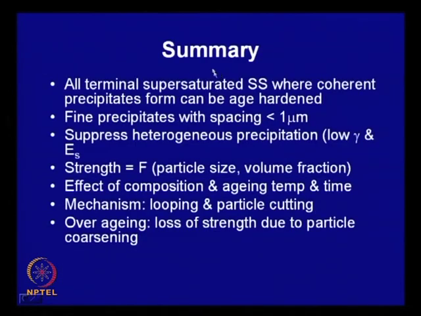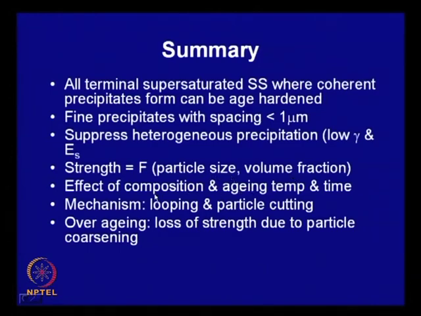So, to sum up what we looked at: a terminal supersaturated solid solution where coherent precipitates form can be age hardened. You need very fine precipitate to get precipitation hardening, and the spacing is of the order of 1 micron. To get good precipitation hardening, you have to suppress heterogeneous precipitation, which is possible when gamma is low and there is some amount of coherency strain, and the strength is a function of particle size and volume fraction.